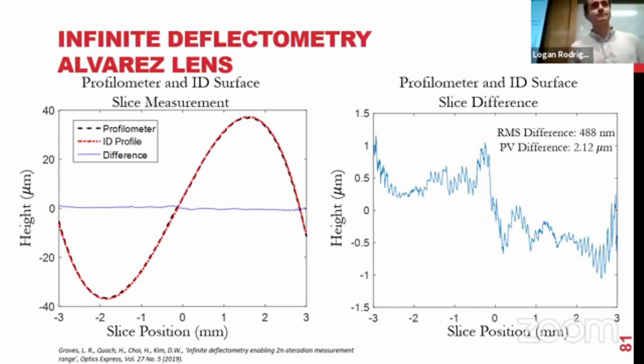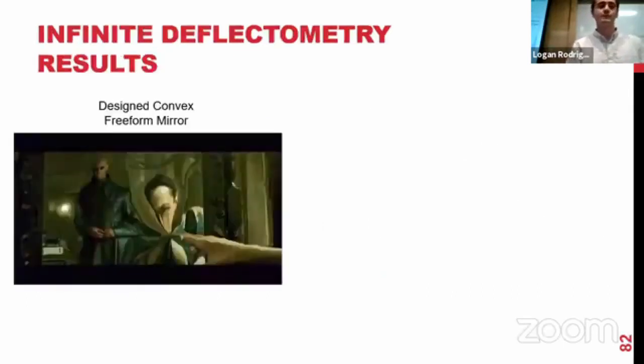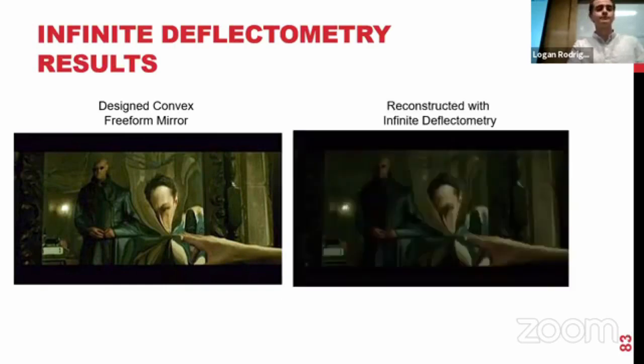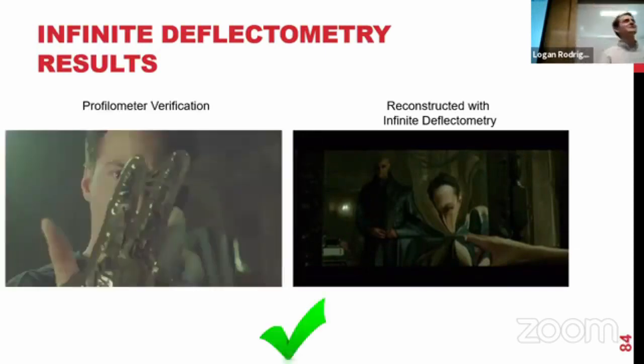So what does this mean? We have a convex optic, and a convex optic that's really funny shaped. We measure it, and we design it, and we want to see, using the infinite deflectometry system, did we measure that? We get something that looks pretty close to it, but we have to verify if what we measured is accurate. So we use something to touch the mirror and we verify, yes, this is what we measured.